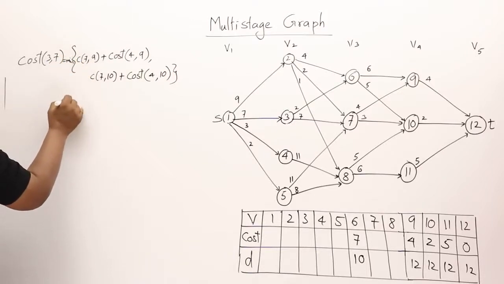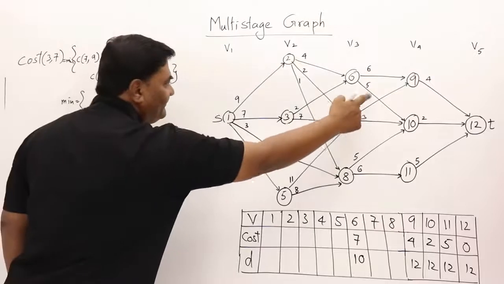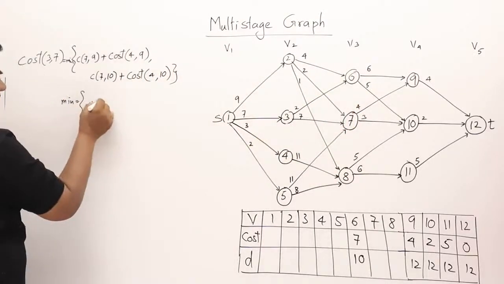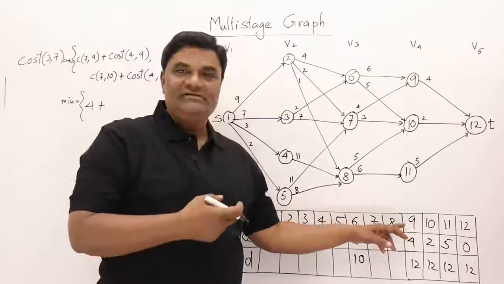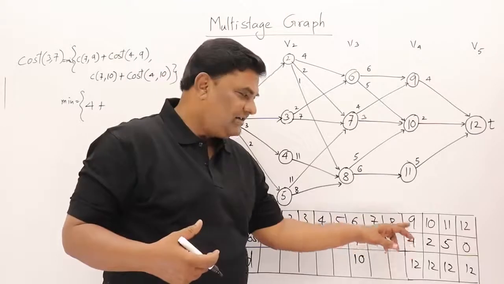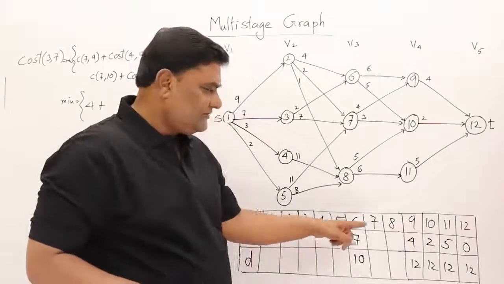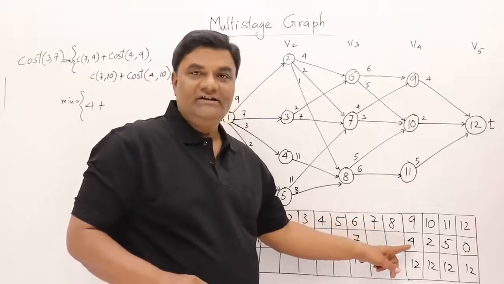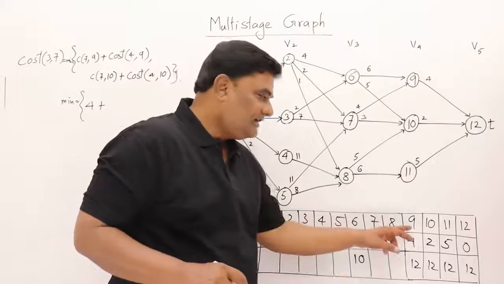Now, if I take the minimum out of these, the cost of edge 7 to 9 is 4 plus the cost of the 9th vertex, which is there from the table. So you can see how the values from the table are useful. This 9 we already found out, now it is useful. It was useful for 6 also, now for 7 also this value of 9 is useful. So this is what overlapping subproblems are in dynamic programming.